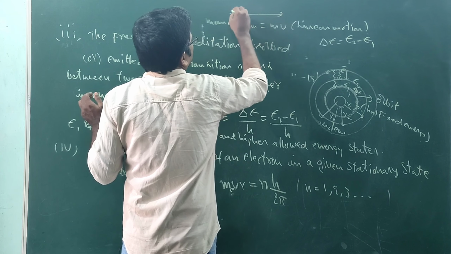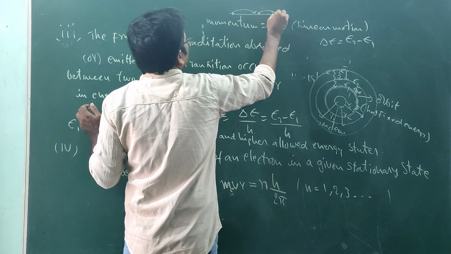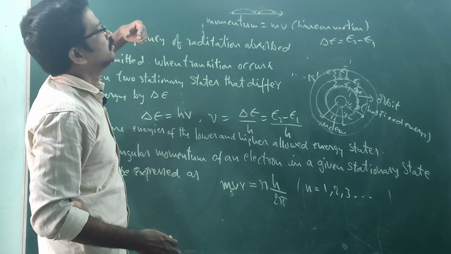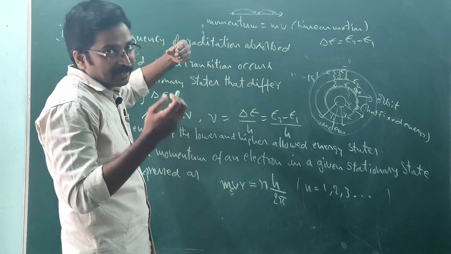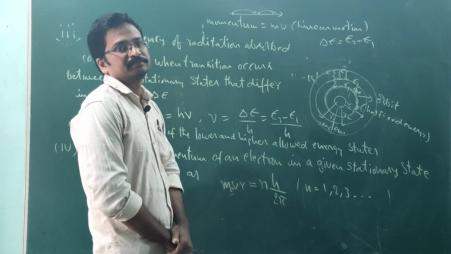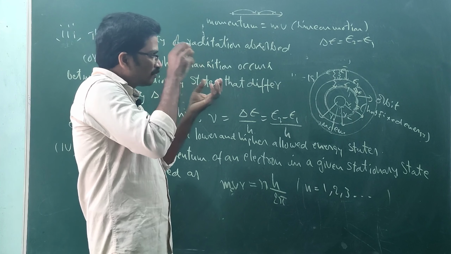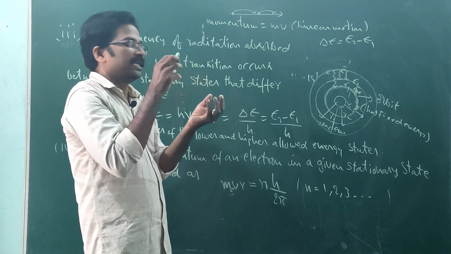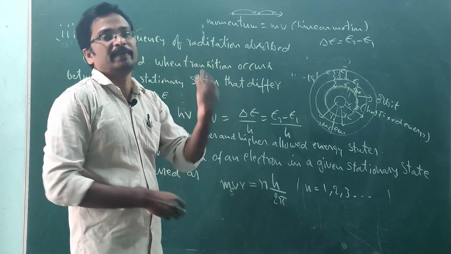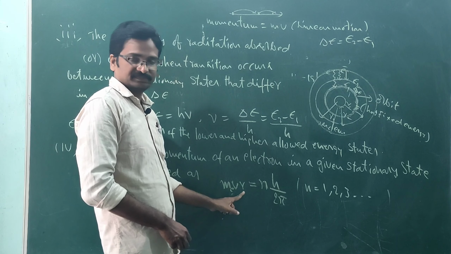Like this, the object moves from this point to this point, in a straight line. A certain mass of the object moves in a straight line, so the object has momentum, mass into velocity. Next, whenever this mass-containing object moves in a circular path, it has angular momentum, which is known as mvr.